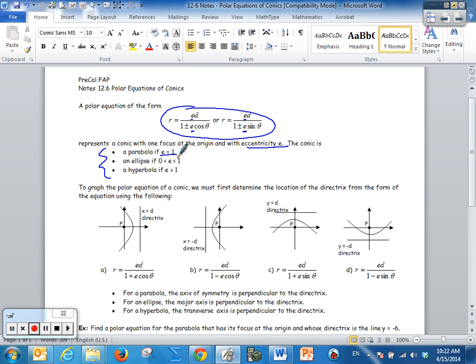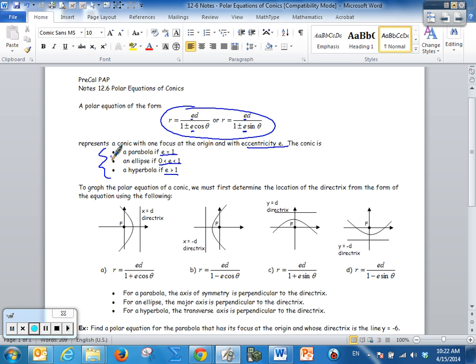If the eccentricity is 1, you're going to have a parabola. If it's between 0 and 1, an ellipse, and if it's greater than 1, a hyperbola. So there are some exercises where they ask you what type of conic it is, and this is what you would do. You would determine what E is, and then do this test on it.